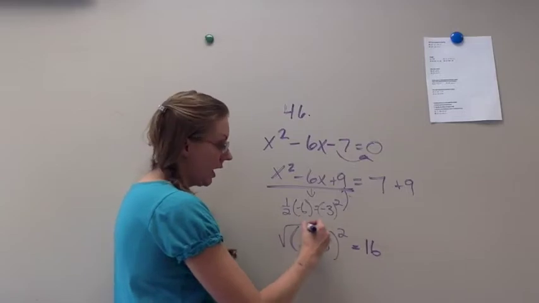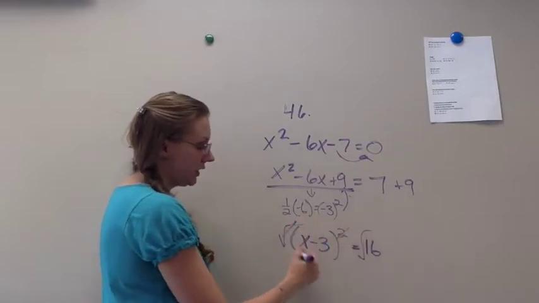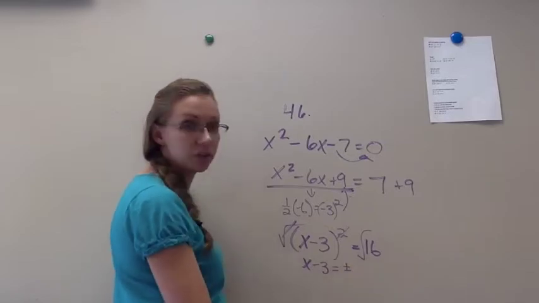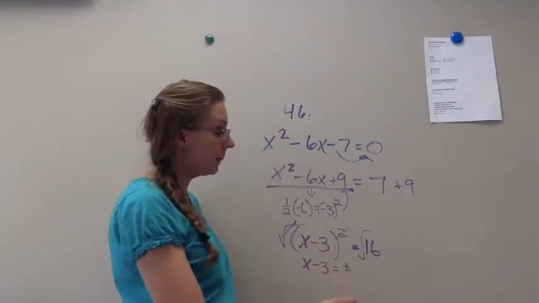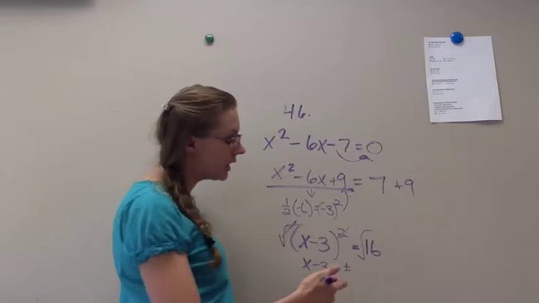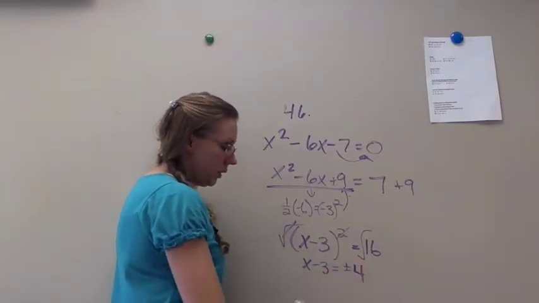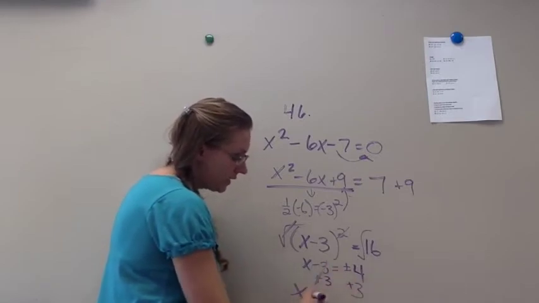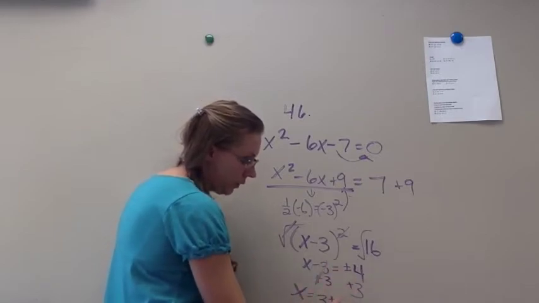To get rid of the squared, I square root each side. You guys are really good at this. Now we're left with x minus 3 equals plus or minus, because the square root could be positive or negative. And then the square root of 16 is nice. Okay, it's a very nice number. It's 4. We're going to add 3. Add 3. So we're left with x equals 3 plus or minus 4.